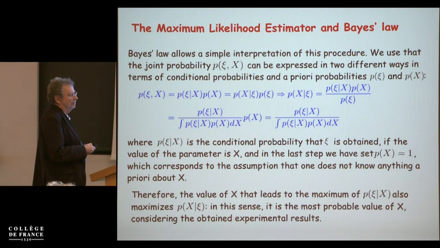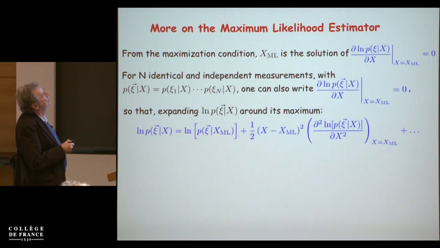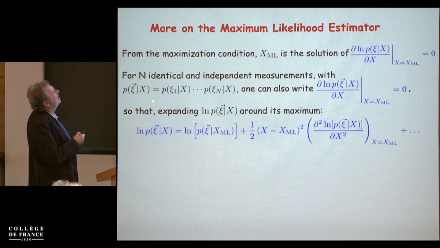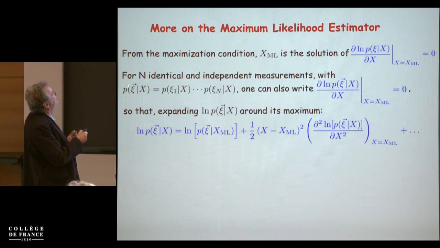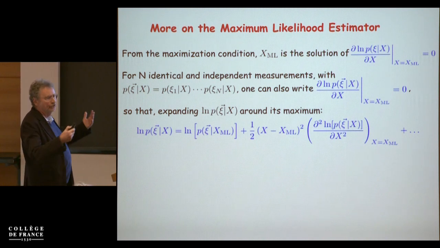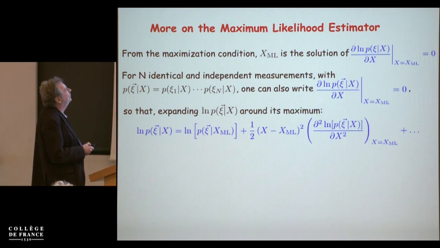Since this is true, you see that the maximum likelihood estimator is the solution of this equation here. So you want to maximize the log of the probability distribution. That means that the derivative of the logarithm with respect to x should be equal to 0 for x equal to x maximum likelihood. Also, if you have identical and independent measurements, then the total probability is just the product of the individual probabilities. We can write the same expression for this complete probability distribution. So that's the condition for determining the maximum likelihood estimator.